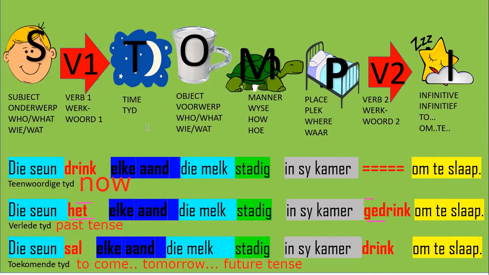Kom ons herhaal net gou-gou weer die tye met my spotlight. Die teenwoordige tyd. Nou die seun drink elke aand die melk stadig in sy kamer om te slaap. Verlede tyd past tense. Die seun het elke aand die melk stadig in sy kamer gedrink om te slaap. Toekomende tyd, to come, tomorrow, future tense. Die seun sal elke aand die melk stadig in sy kamer drink om te slaap.